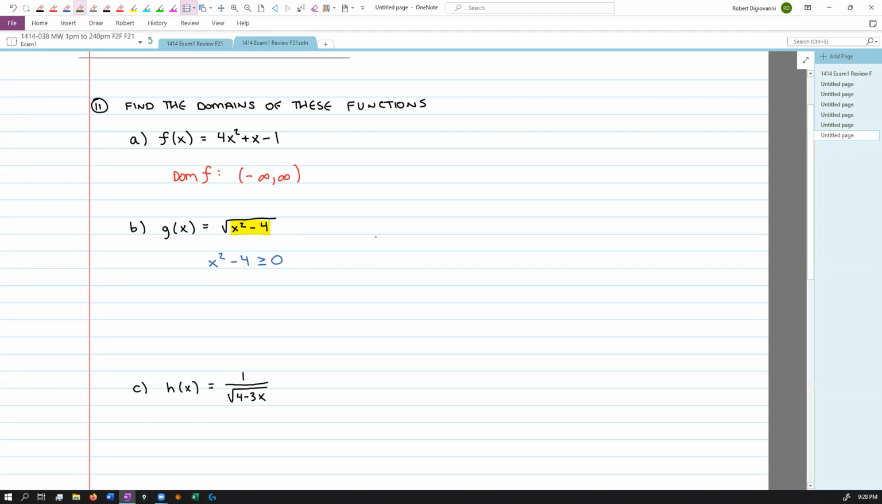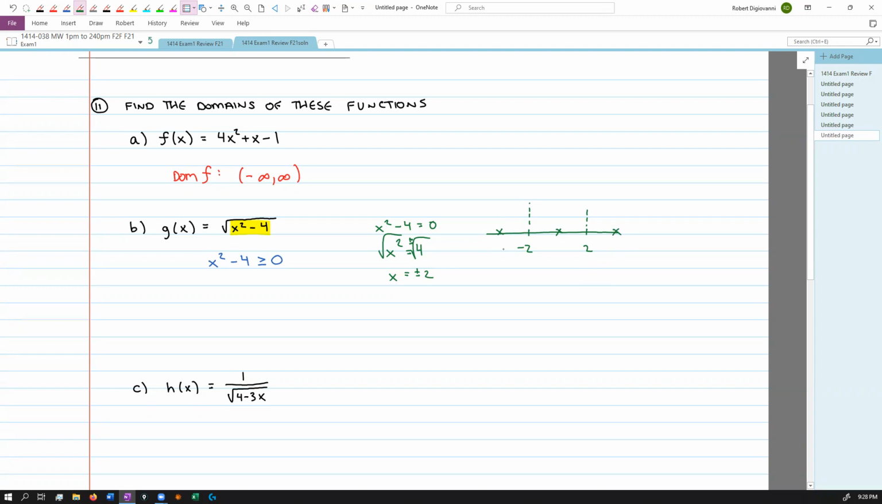So the proper way to solve this is to first turn it into an equation. Solve the equation. So I'm just going to move 4 to the other side. Take the square root on both sides, which would give me plus or minus 2. And now I will go to a number line. I will plot these 2 points. And then I will pick test points here, here, and here. And these will give me the regions where this is true.